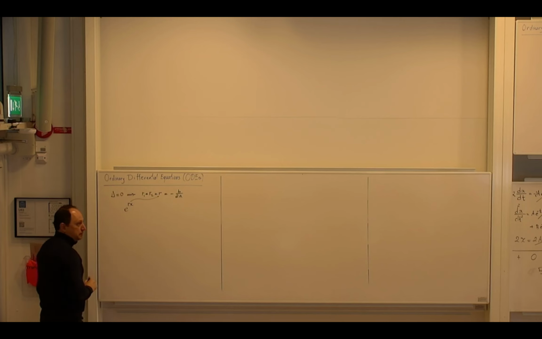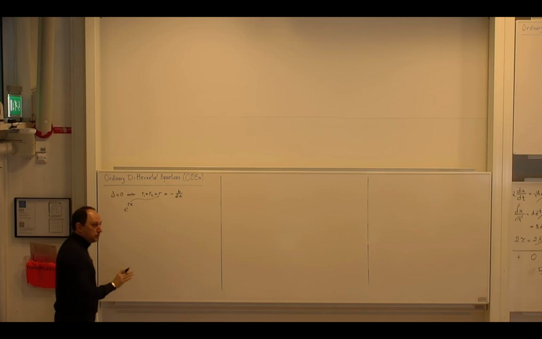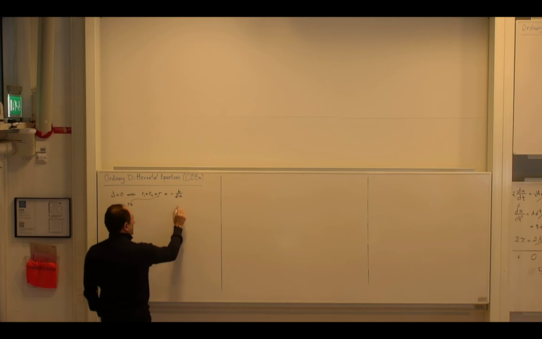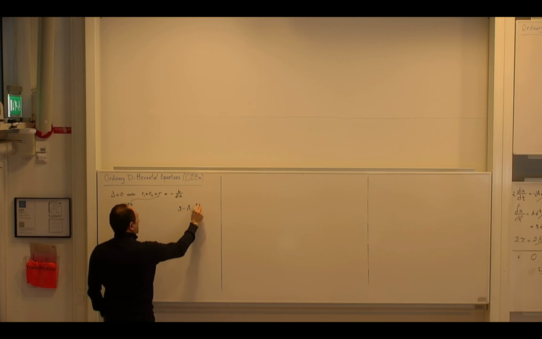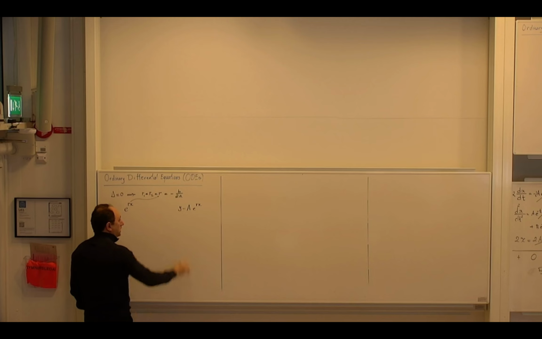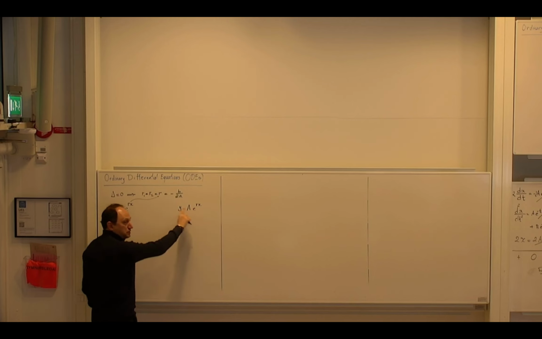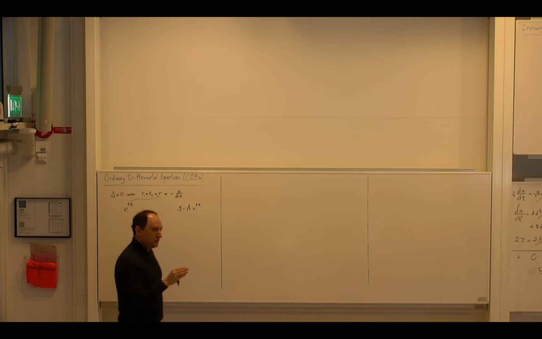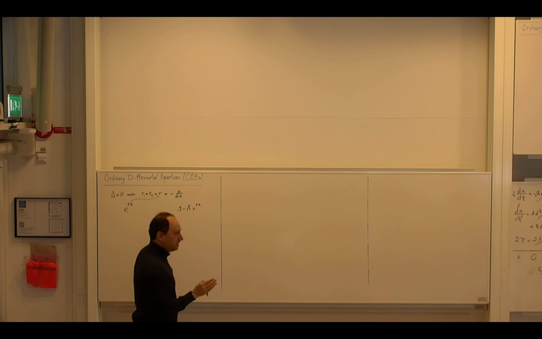But the problem is that the problem is not fully solved. So I can write, for example, y equals a constant times e to power rx, which is also a solution. But I hope that you agree this is still not the general solution, because it contains one free parameter. But this is a second order differential equation, so I need two free parameters.